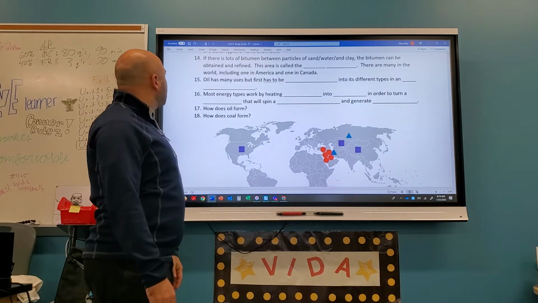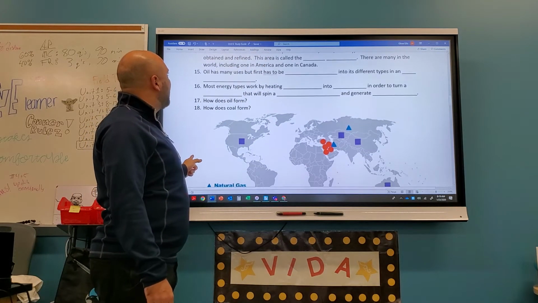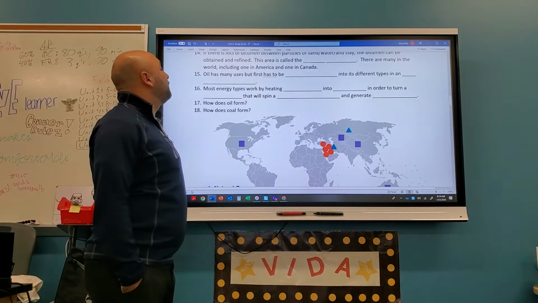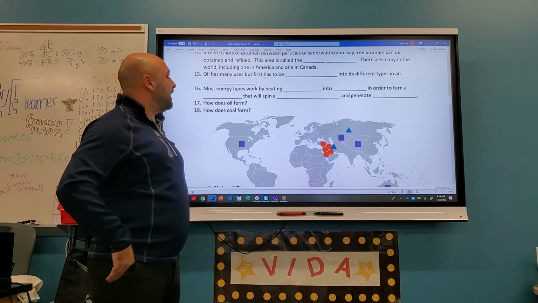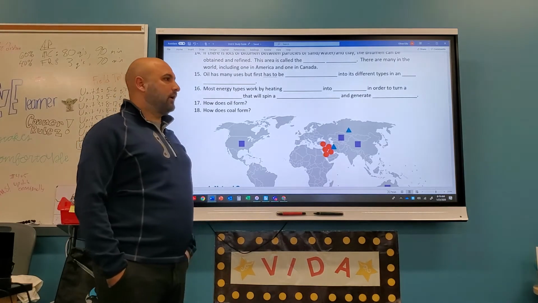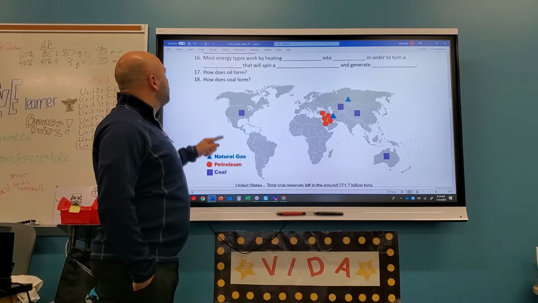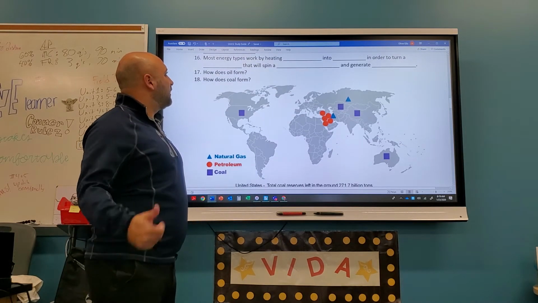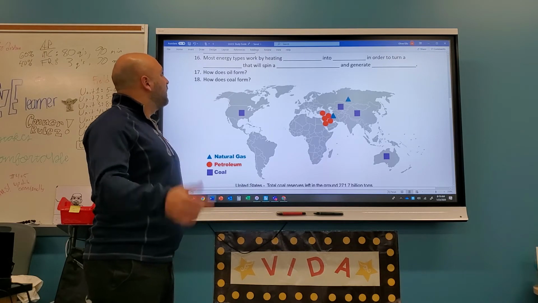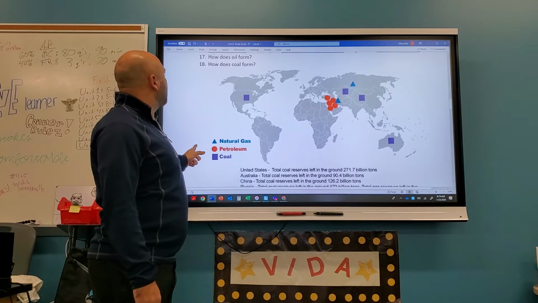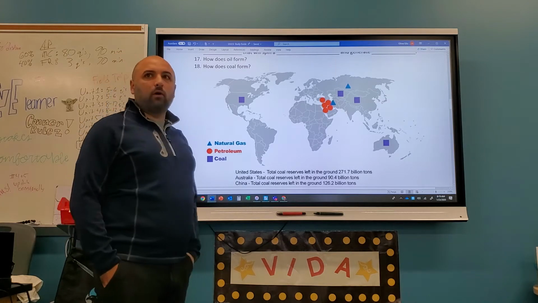Oil has many uses, but first it has to be refined into different types in an oil refinery. Most energy types work by heating water into steam to turn a turbine that will spin a generator and generate electricity.